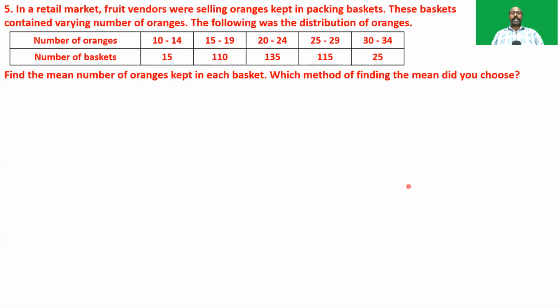In a retail market, fruit vendors were selling oranges kept in packing baskets. These baskets contain varying numbers of oranges, not equal in each basket. The following was the distribution of oranges: the number of oranges and the number of baskets containing these numbers of oranges are given. Find the number of oranges kept in each basket.